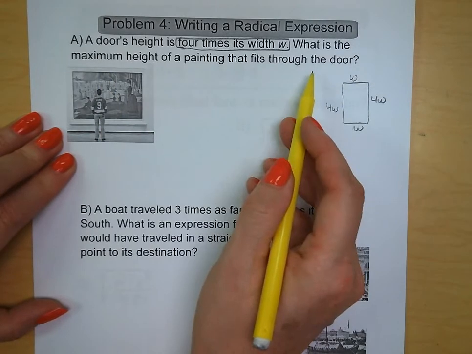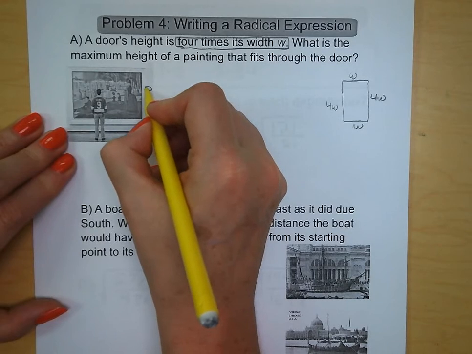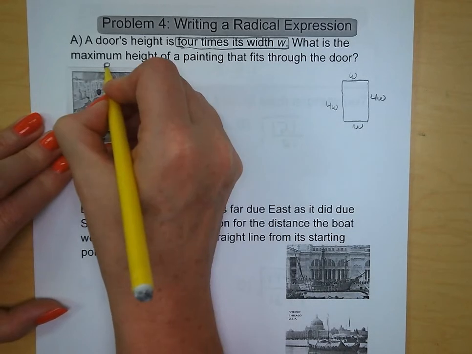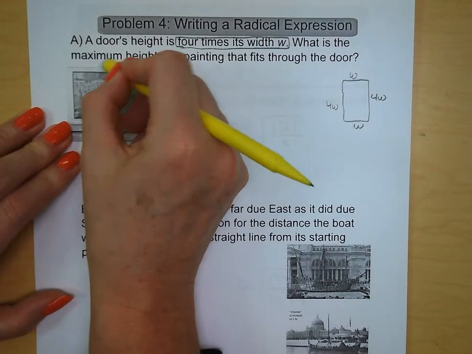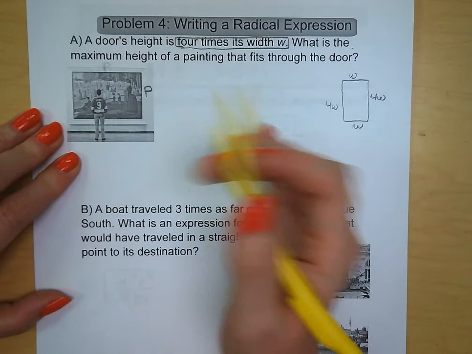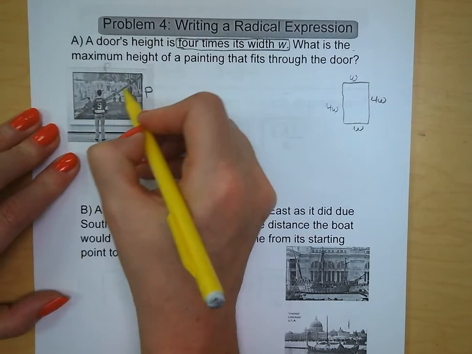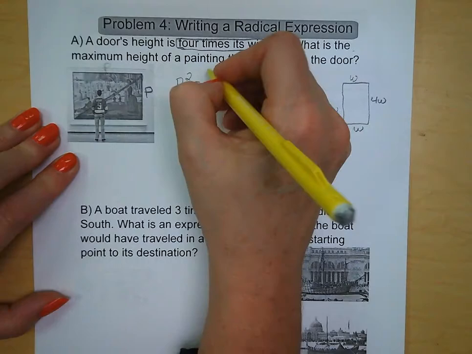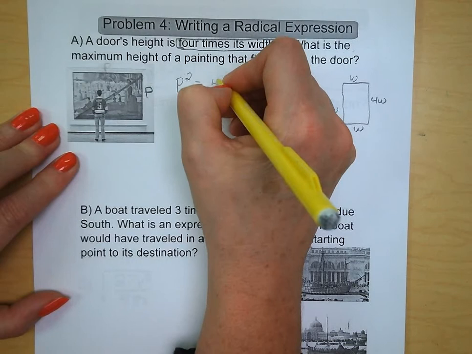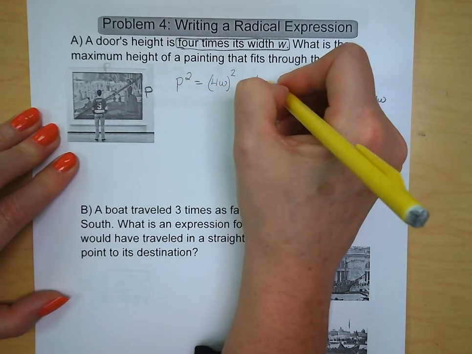Well, we can hold that painting at an angle as we go through the doorway. So the height of our painting is going to be P, and that's going to be the hypotenuse of a right triangle going through our doorway. Everybody remembers that. So P squared is going to be equal to 4W squared plus W squared.